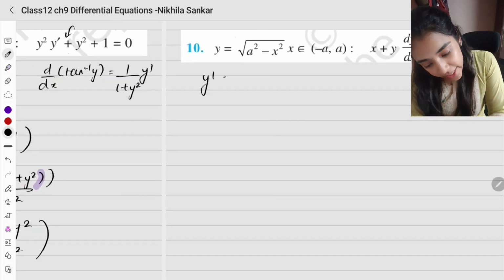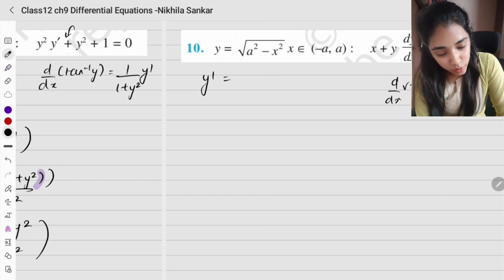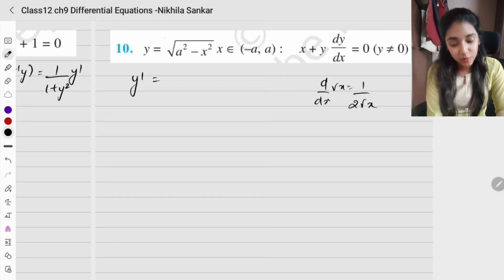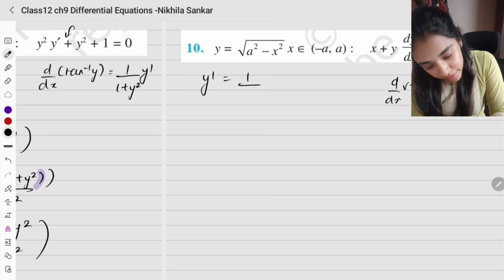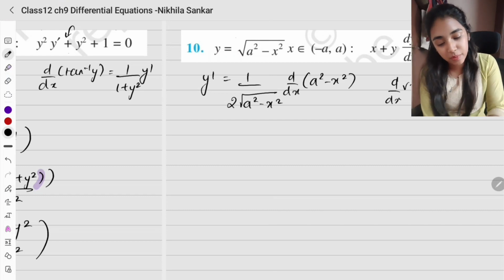What do I have? y dash equals, taking the derivative, what is the d by dx of root x? It is going to be 1 divided by 2 root x. Correct? So the derivative is going to be 1 divided by 2 root of a square minus x square. But remember, you have to differentiate what is inside also. So a square minus x square, you differentiate this, then the next step.